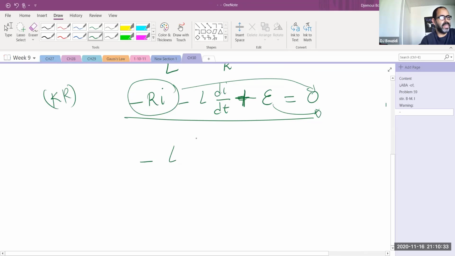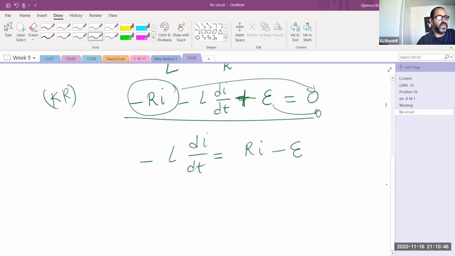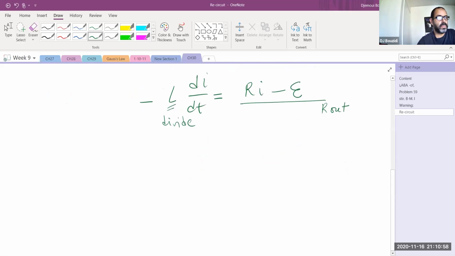So I'll be left with minus L dI over dt on one side, which is equal to, when I move this one to the other side, R I with a positive sign. When we move the EMF, it's going to be minus EMF. So in this expression, usually, this is the technique everybody does, I get R out, and here divide by L also. So we're going to do that.